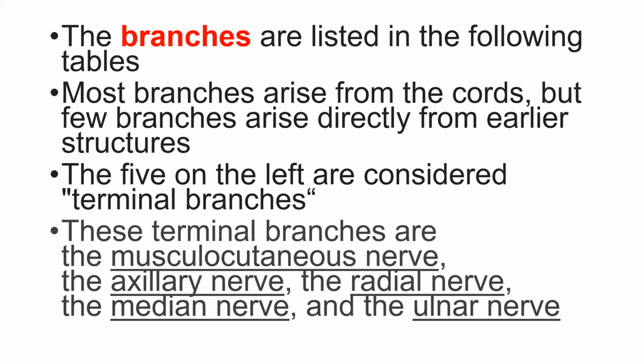The branches are listed in the following tables. Most branches arise from the cord, but few branches arise directly from earlier structures, meaning from the trunk and the division. So the 5 on the left are considered terminal branches, which I will be showing in the slides. These terminal branches are the musculocutaneous nerve, the axillary nerve, the radial nerve, median nerve, and ulnar nerve. These are our important nerves that we deal with.